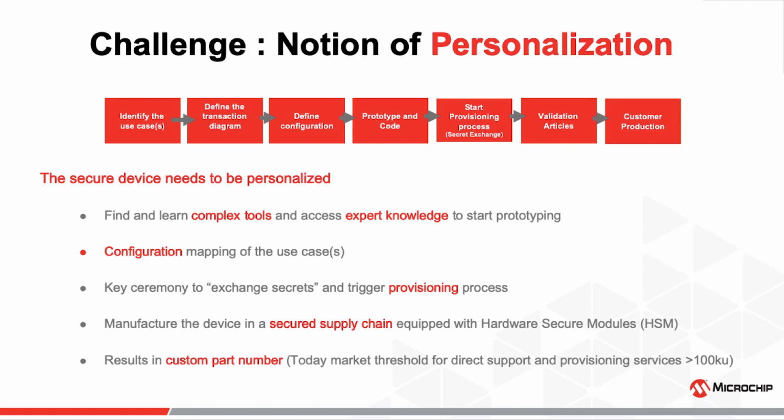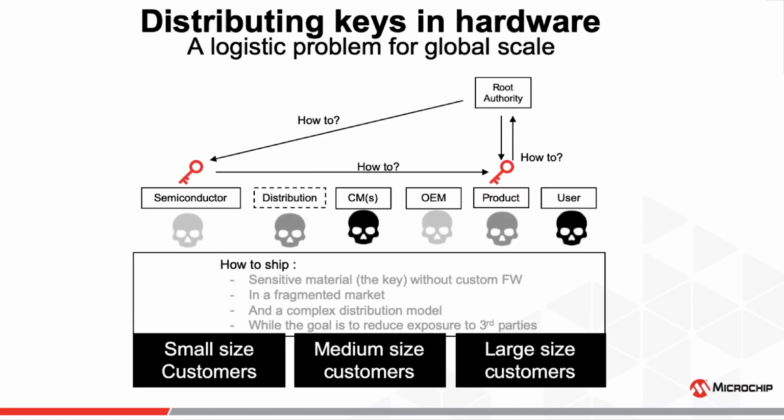Today, generally, to get an embedded security device that's provisioned, orders have to be greater than 100,000, if not 150,000 units. But there's an entire marketplace that is composed of small size, mid size, and large size customers. So how do you ship a sensitive material, which is the key, in a fragmented marketplace through a complex distribution model? Well, the goal is to reduce the exposure to third parties.